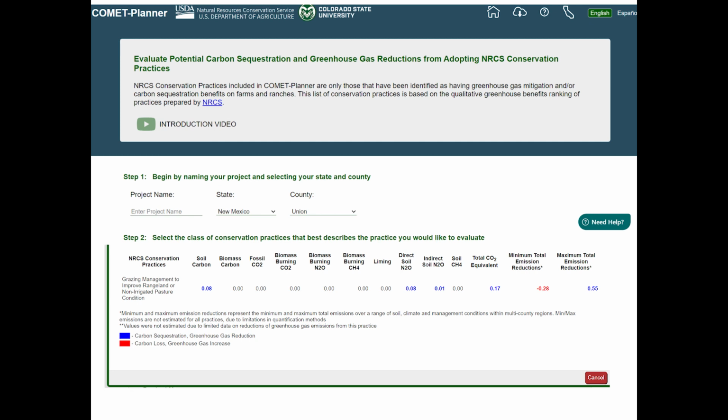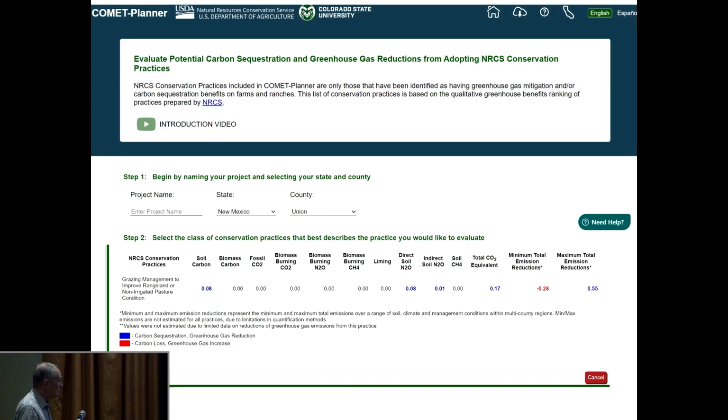Worked on this many, many years ago. The front end has been greatly improved. The underlying model is Century, so it's still about the same as it was 25 years ago. If I ran it just as an example for Union County, New Mexico, which I kind of thought would be on rangeland, it would be the best opportunity we had. If we use prescribed grazing, improving management on non-irrigated, 0.08 of a ton per acre per year, that's not measurable. Even over a 20-year period, that's below our detection limits.